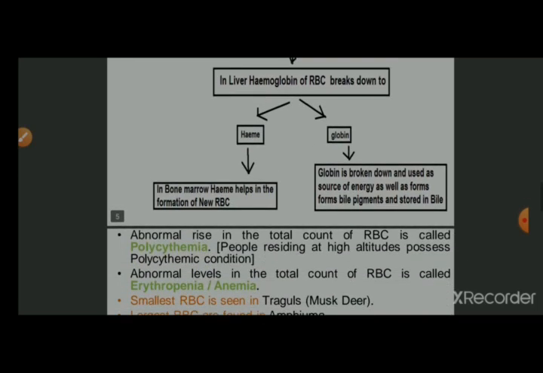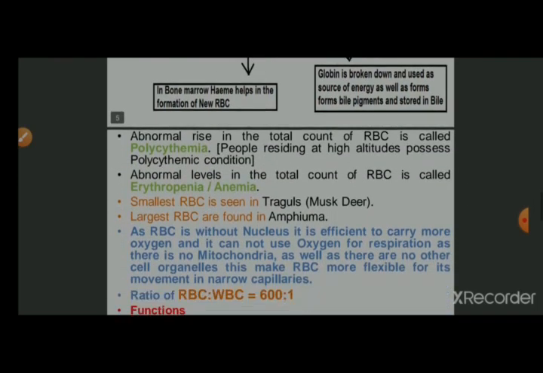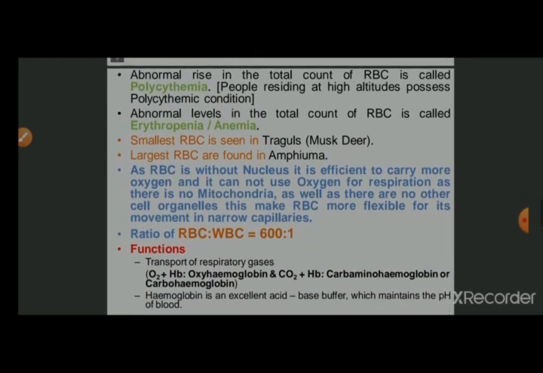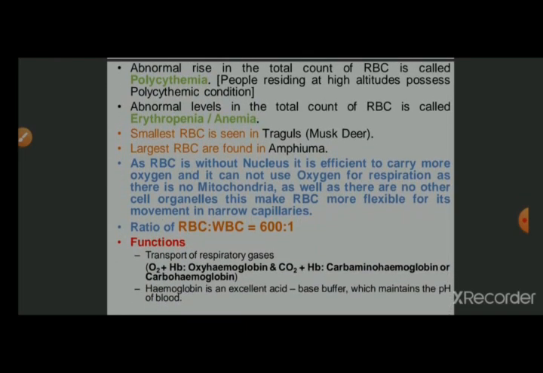Now let us see the abnormal rise and abnormal fall. Abnormal rise in the total count of RBC is known as polycythemia. That means from the normal level it keeps on rising, and it takes place in the people residing at high altitudes. They are going to show the polycythemic conditions. Polycythemia means abnormal rise in total count of RBC.